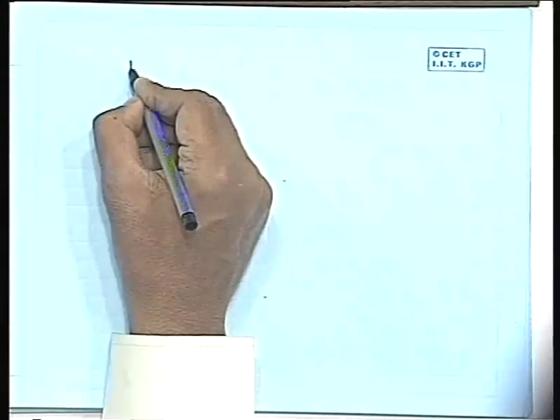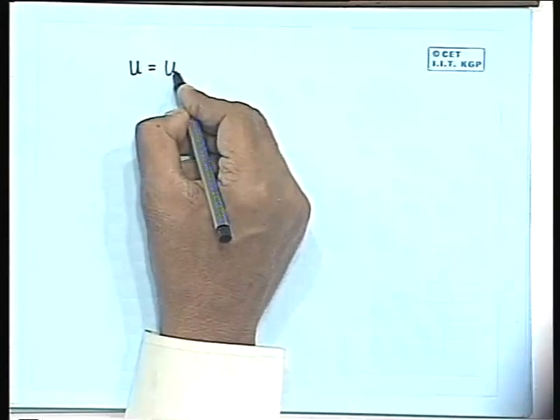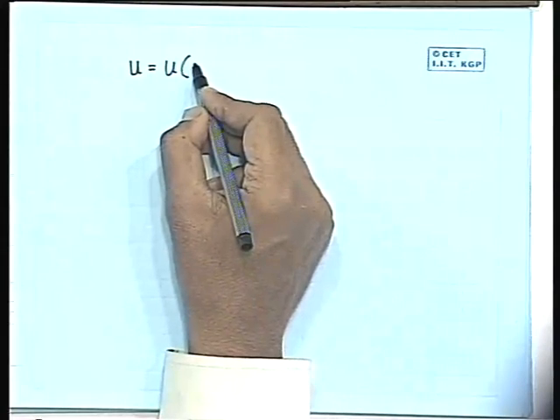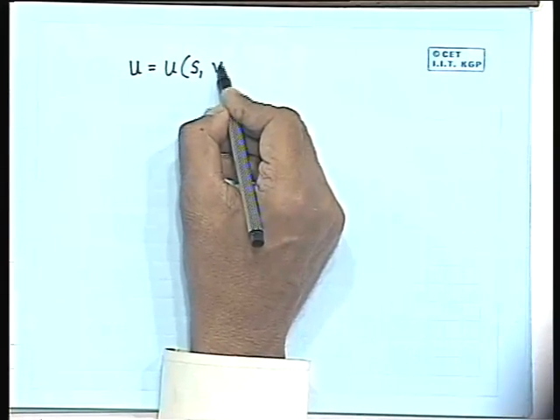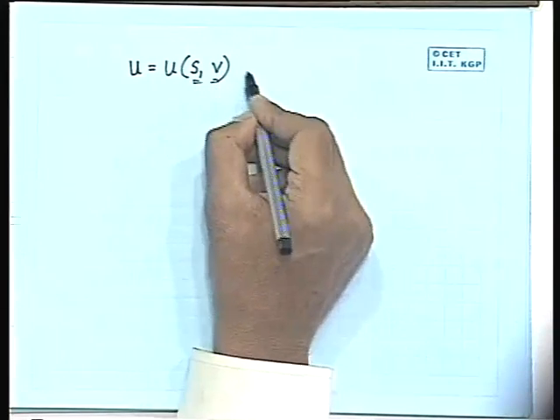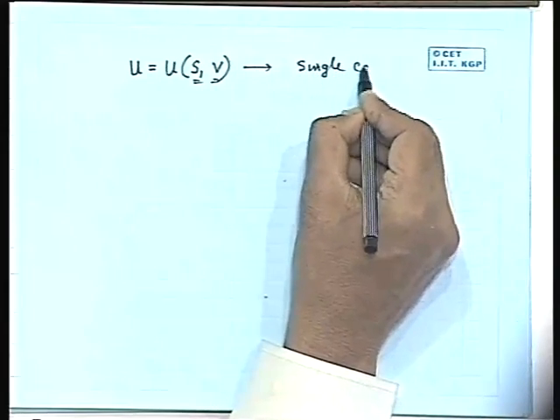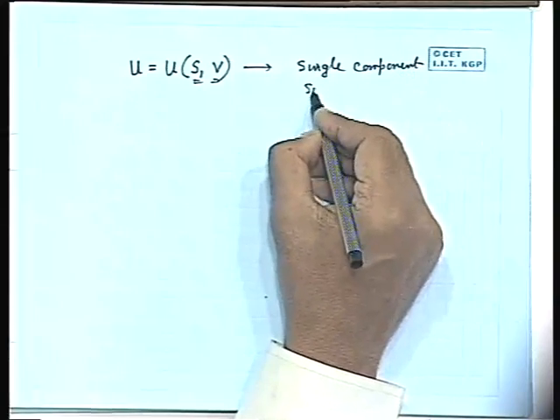For example, U, the total internal energy, which should be a function of any two other properties for a single component, single phase system. Let it be expressed as a function of S and V. This is for a single component, single phase system.